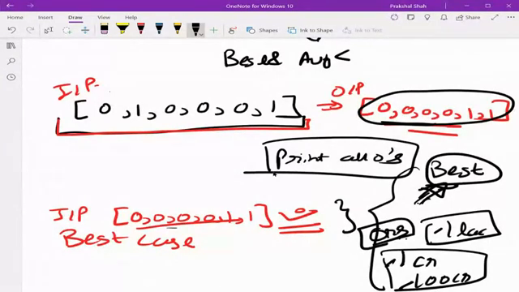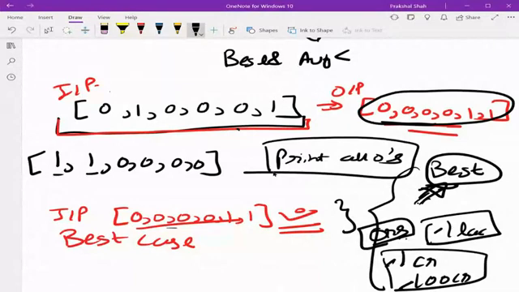In this particular case, what will be your worst case? Your worst case would look something like this. Everything should be arranged. First of all, I wanted 0, but I'm getting 1. Then after that I wanted 1, but I'm getting 0. This will be my worst case, right?